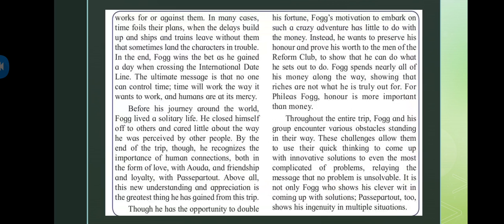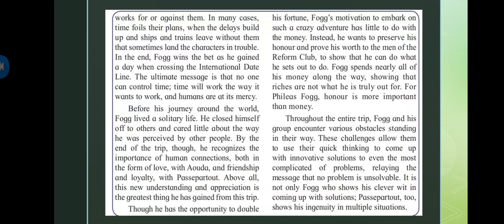He did not go on the journey because he would get to double his money or something like that. No, he went just because he wanted to do that adventure. Okay, that crazy adventure. Instead, he wants to preserve his honor and prove his worth to the men of the Reform Club. So basically, this is the challenge he received from the members of the Reform Club, right?